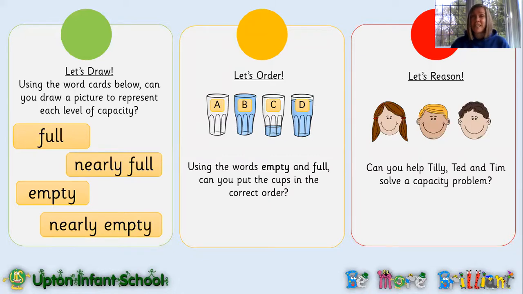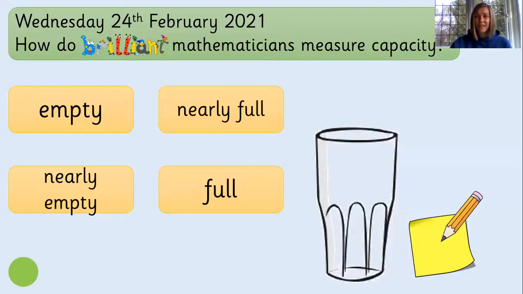If you're going to do the yellow challenge, we've got to do some ordering. So you're going to use the words empty and full to see if you can help put some cups back into the right order for me. And the last one is our red challenge. If you want to have a go at reasoning, which means you've got to help these three characters, Tilly, Ted, and Tim, you've got to see if you can solve a problem for them by giving a reason of how you've solved it. So let's have a little look.